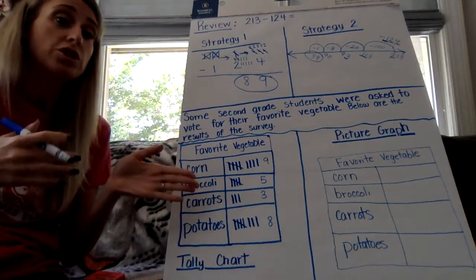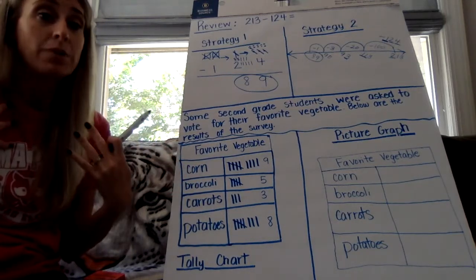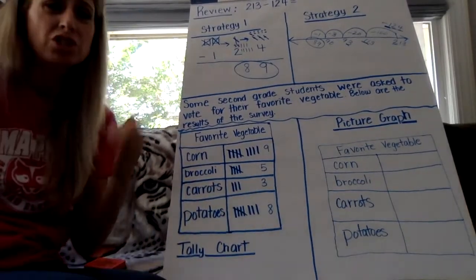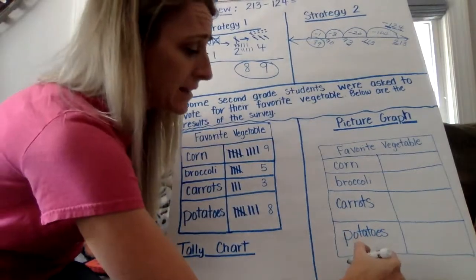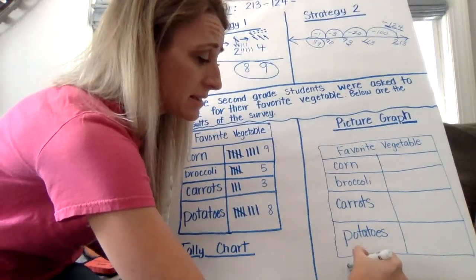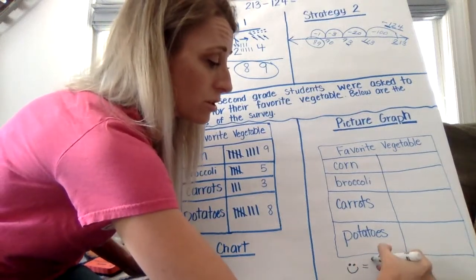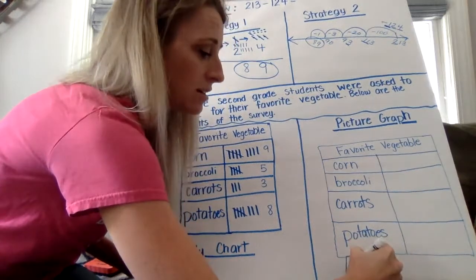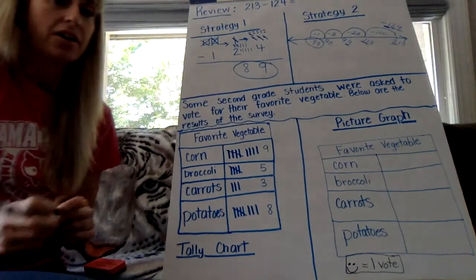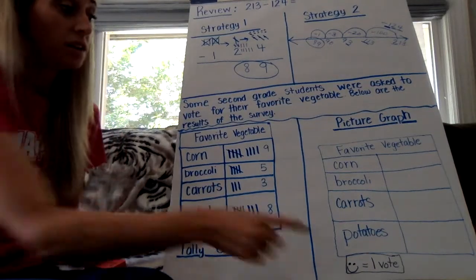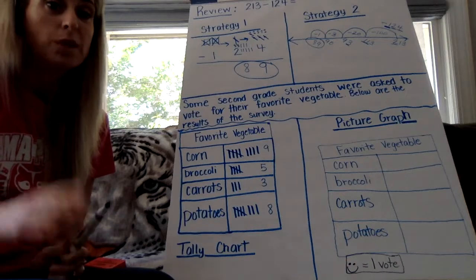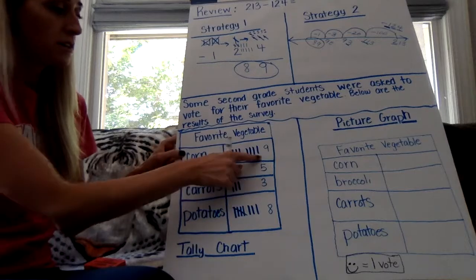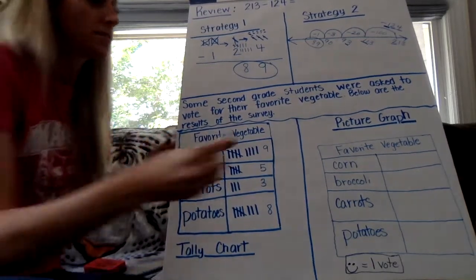Now for yours that you're going to do, you can pick your own picture, just like I can pick my own picture for this. So I'm just going to do a smiley face. So my smiley face equals 1 vote. So this is my key, or my legend, you can call it, and that tells the person who's reading the data what this picture means. You might want to draw a fancier picture. I'm just going to keep it simple with a smiley face. It doesn't matter. So corn, I have 9, so I need to draw 9 smiley faces.